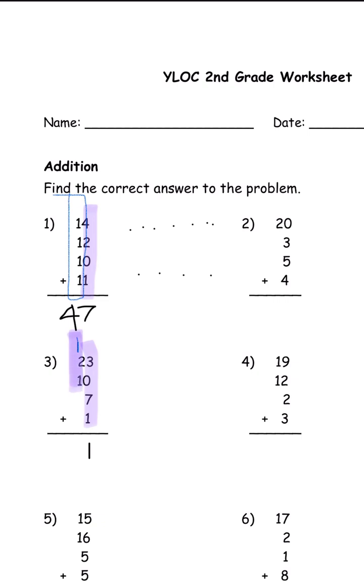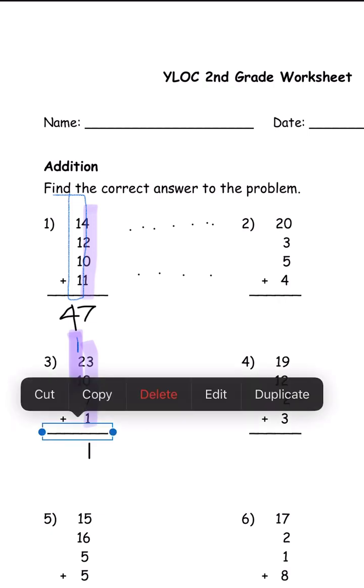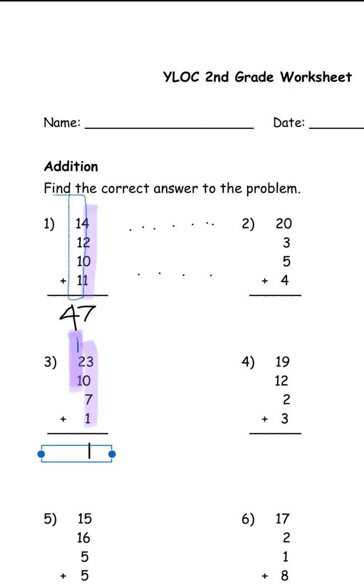Now we have 1 plus 2 plus 1. 1 plus 2 is 3. 3 plus 1 is 4. The answer is 41.